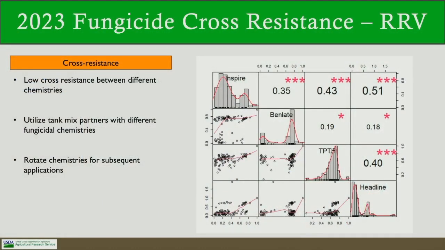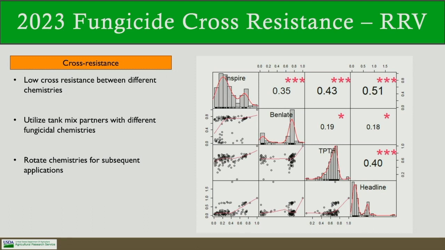And when we look at cross-resistance between different chemistries, on here this is some testing we did on a select number of isolates for Inspire, Benlate, which is similar to Topsin, triphenyltin hydroxide, and the active ingredient in Headline. We see low levels of cross-resistance across these chemistries. And the important part about this is that this is a great argument for tank mixing with multiple chemistries, and this is also a great argument for rotating your fungicide applications.